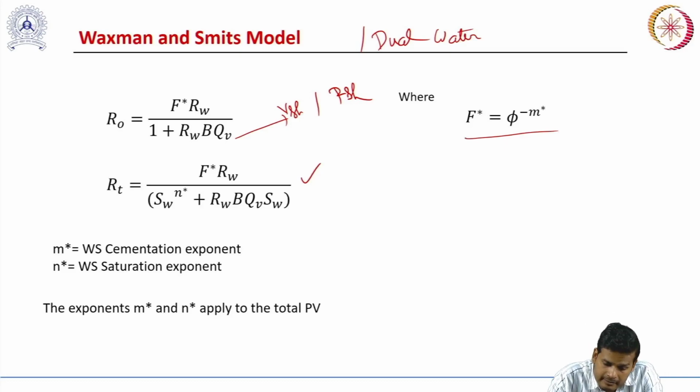Once again, since M star and N star are defined for the total pore volume, the porosity and saturation must be total in this equation. That means total water saturation and total porosity when we are applying this equation to calculate the water saturation. If we have total water saturation, you can also calculate the effective water saturation. If we have the data about the cell volume and cell porosity, then you can use the total water saturation to also calculate the effective water saturation, as we discussed during the density log lectures.